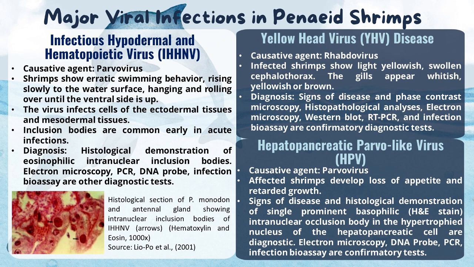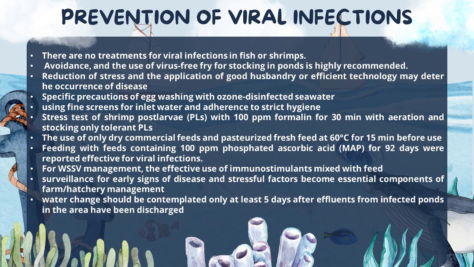Signs of disease and histological demonstration of a single prominent basophilic intranuclear occlusion body in the hypertrophied nucleus of the hepatopancreatic cell are diagnostic. Electron microscopy, DNA probe, PCR, and infection bioassay are confirmatory tests for this viral infection. Prevention of viral infection. There are no treatments for viral infections of fish and shrimps. Hence, preventive measures should be adopted to keep the viral pathogens away.